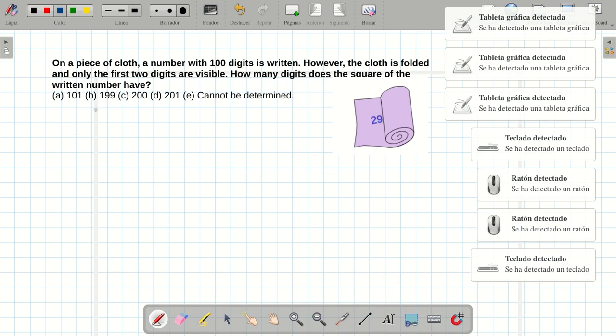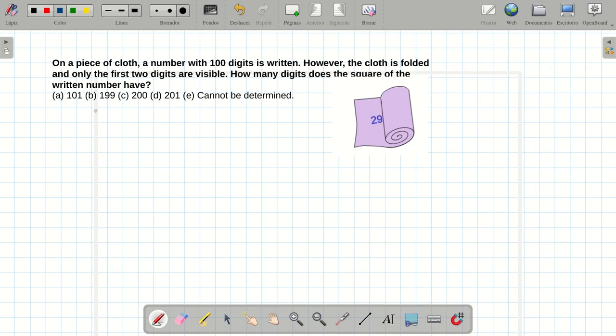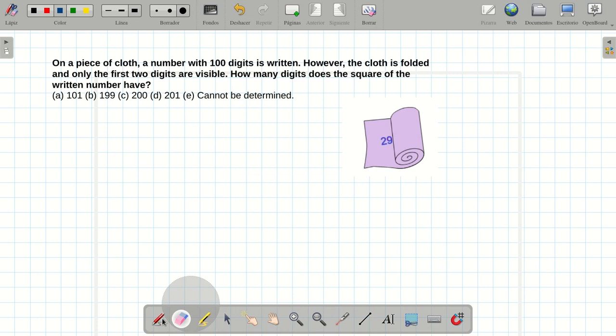One piece of cloth, a number with 10 digits is written. However, the cloth is folded, and only the first two digits, 29, are visible. The question is: how many digits does the square of the written number have? Let's try to solve this problem.